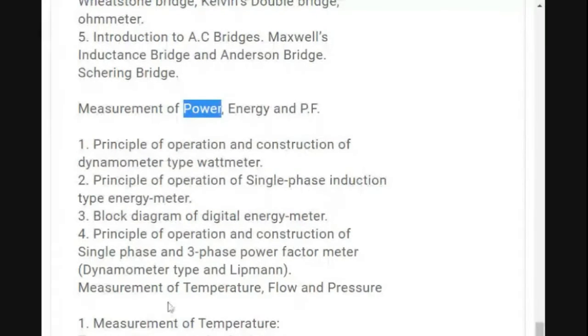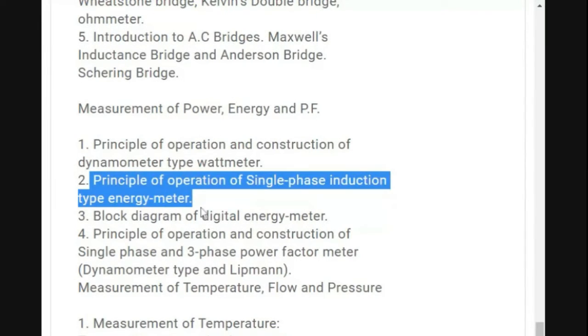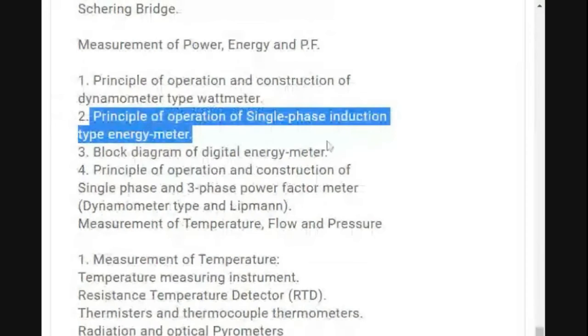So moving ahead with this, then we have energy meter. Energy meter also has a type called induction type. Okay, induction type energy meter. So we have seen single phase, three phase induction type energy meter. Now what is the new thing in this type of instrument?